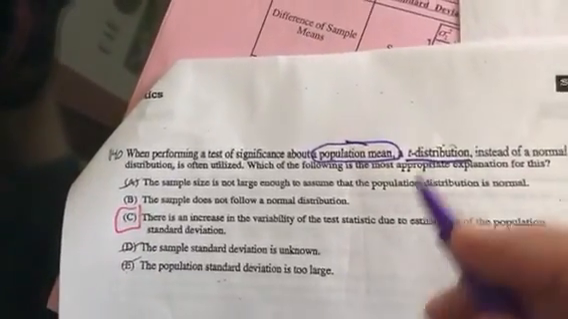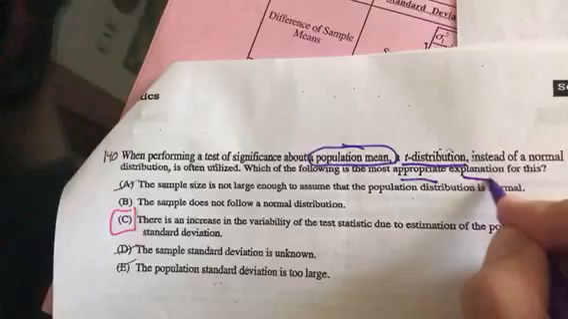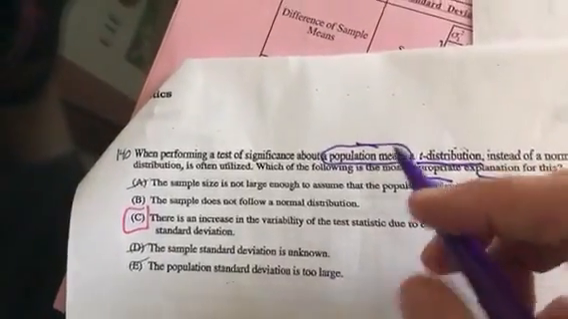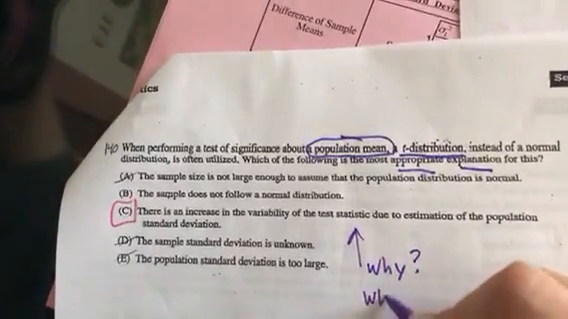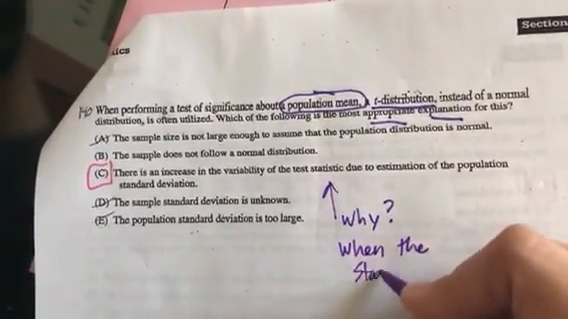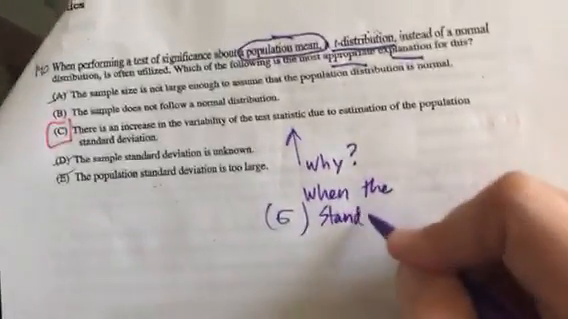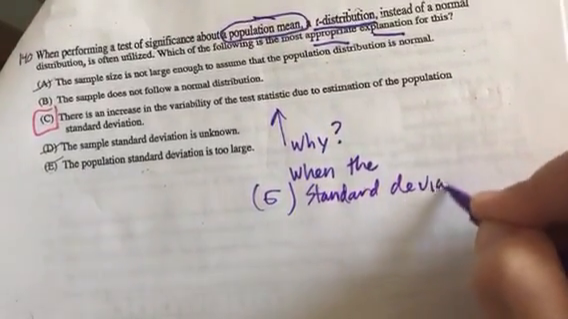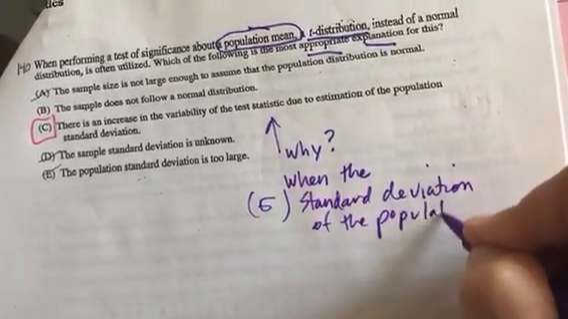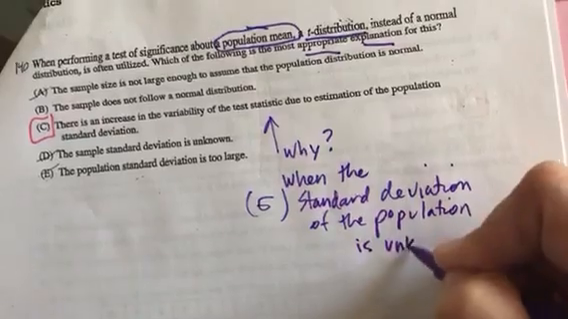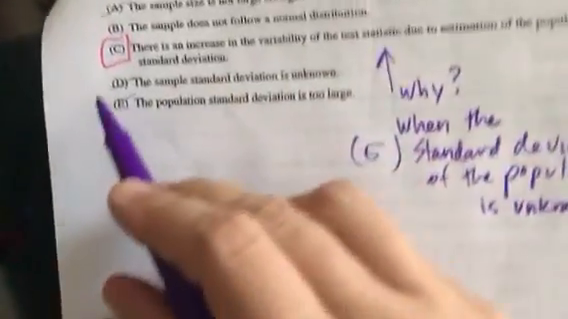When performing a test of significance about a population mean, when we use a T-distribution instead of a normal distribution, which of the following is appropriate for an explanation? Well, what we always say is, why do we do a T? When the standard deviation, this sigma, of the population is unknown. So I am loving D.